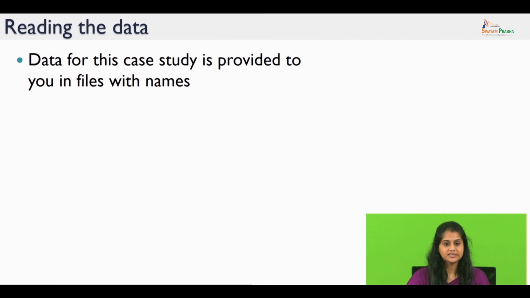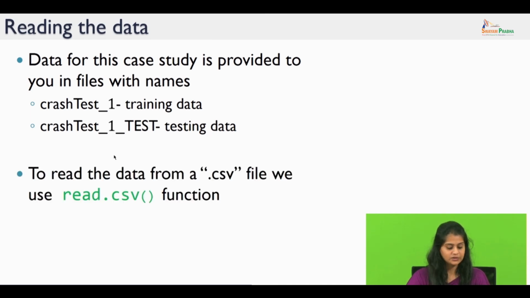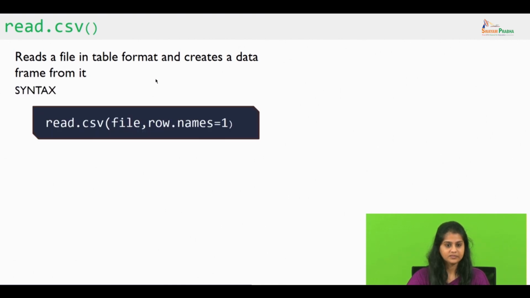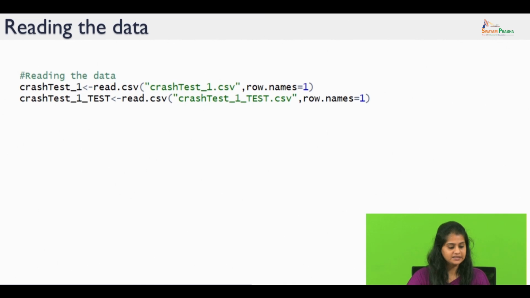The data for this case study, like I said, is provided to you with these two file names. Crash test_1 is the train data, and crash test_1_test is the test data. Now to read the data from a CSV file, we are going to use the read.csv function. Like I said in my earlier lecture, it reads a file in table format and creates a data frame from it. The syntax is given below. The inputs are file and column name. So now let's read the data.